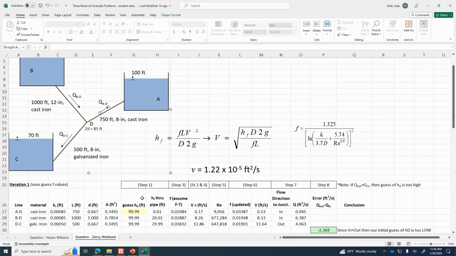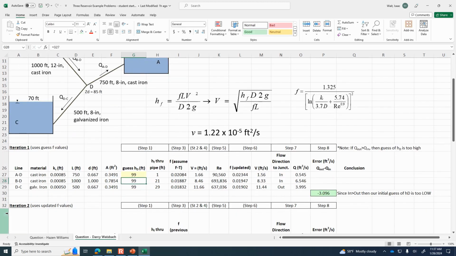So that's why I can't just do one goal seek, let this be 0, and find the head at D that causes it. It would never find a solution because of this crossover point. So if I do 101, it doesn't work. Let me just do 99, and then I'm going to create a new iteration. This new iteration is going to have updated F values, and I'm also going to fix the issue that was causing that error, the direction issue.